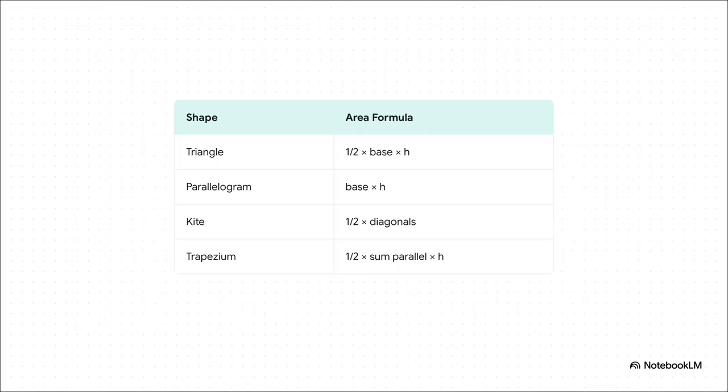Now, what's really interesting about this slide is it's basically your essential revision table for area formulas covering the triangle, the parallelogram, the kite, and the trapezium. But hey, massive warning for your exams here. For the triangle and the parallelogram, the base and the height must always be at right angles to each other. Don't let a slanted side trick you into using it as your height.